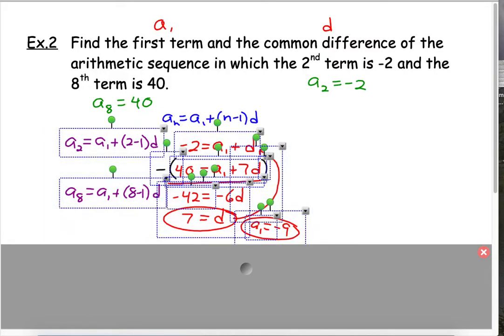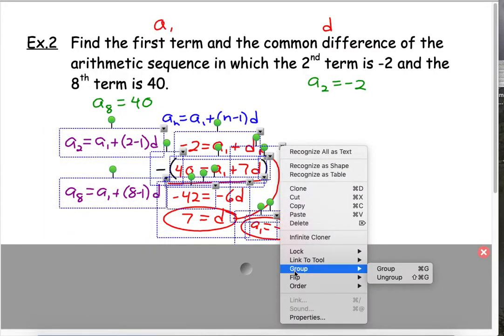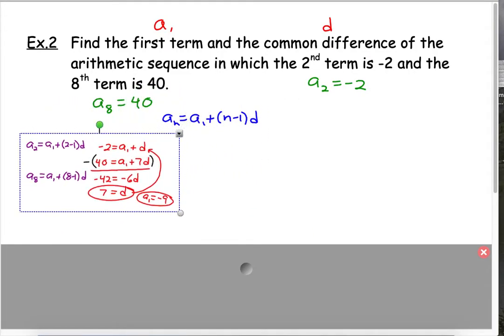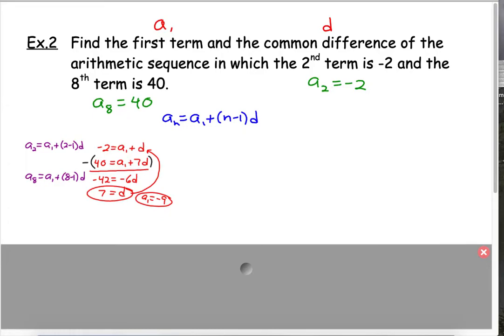Let me put all this over to the side for a second. Shrink that down. There. All right. And that works for you. But I want you to consider another method. And this is the way I like to do this.